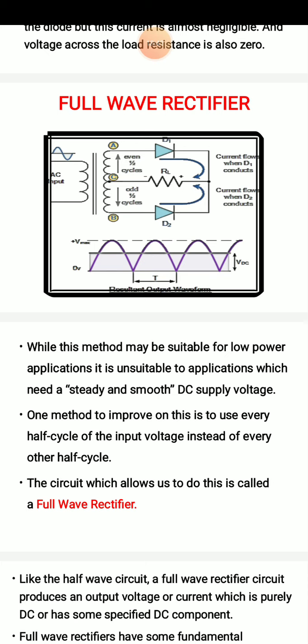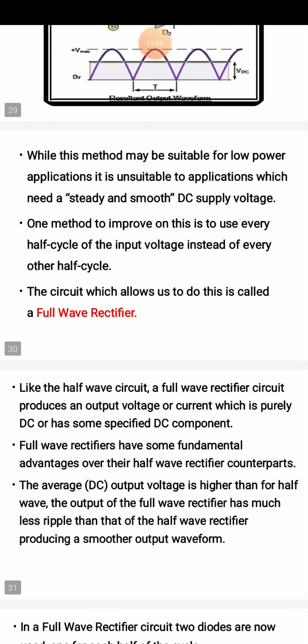Similarly, current flows when D2 conducts, in the anti-clockwise direction. So for controlling both cycles, D1 is used for the positive half cycle, and D2 is used for controlling the flow of current in the negative half cycle. We can see the explanation.